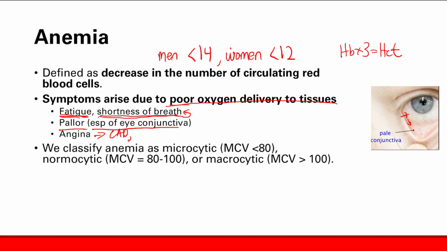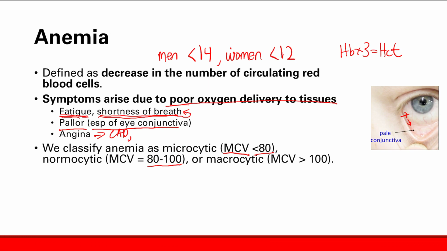Now the easiest way, and the way we classify anemia, is by the size of the red blood cells, and that's the mean corpuscular volume. So MCV, mean corpuscular volume. We can classify it as microcytic, where it's less than 80, normocytic, where it's between 80 and 100, or macrocytic, where it's over 100.